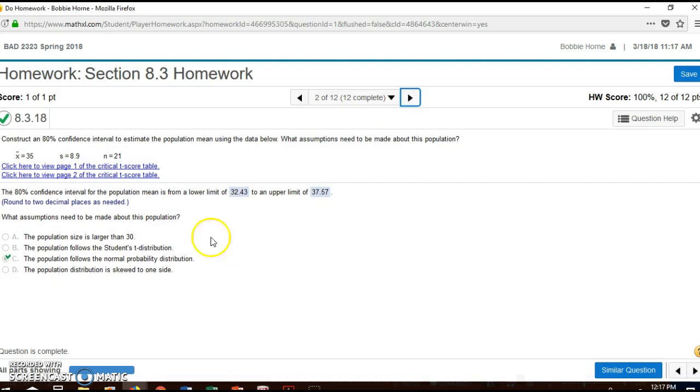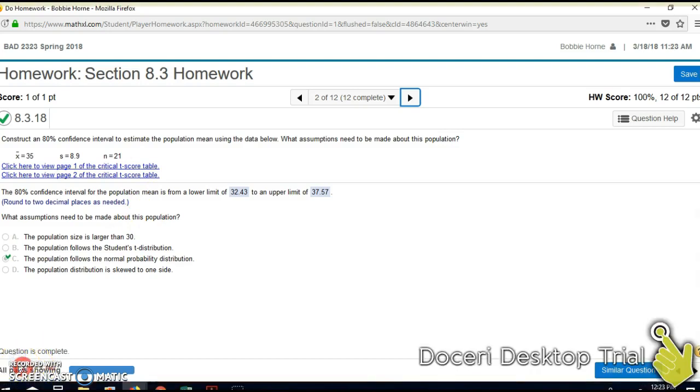For question number 2, you have your critical t-score tables. So what you need to do is you're going to calculate this by hand. So we know the mean, standard deviation, n equals 21. So we will calculate this one by hand.